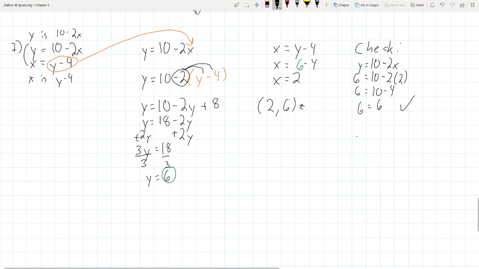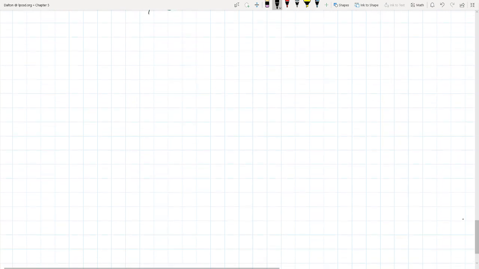And just because it works on one doesn't mean it's going to necessarily work on the other, so we want to check that as well. So x equals y minus 4. Anywhere that I have x, I put a 2. Anywhere that I have a y, I put a 6. 2 equals 6 minus 4 is 2. Yay, it works out. Okay.